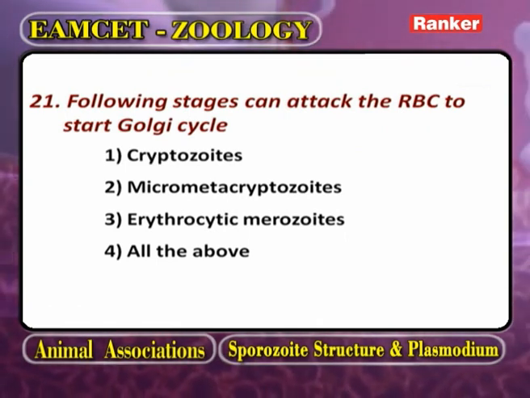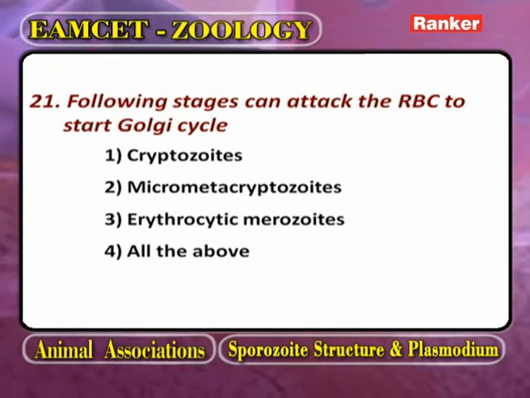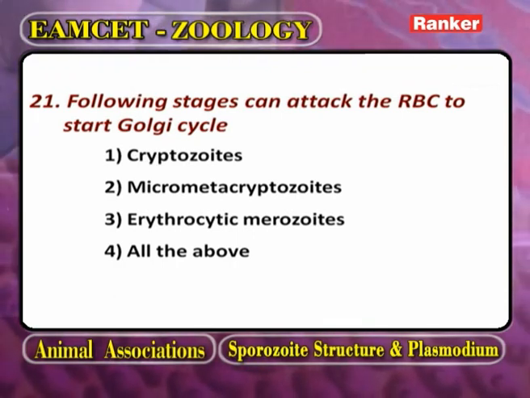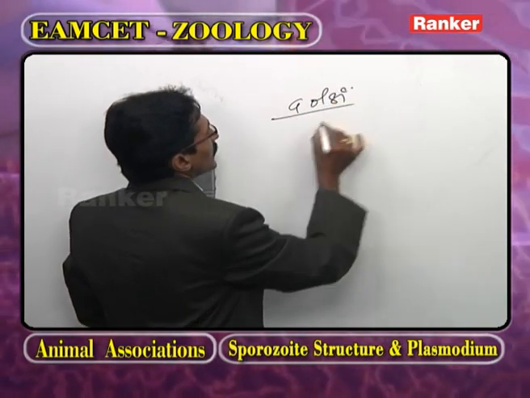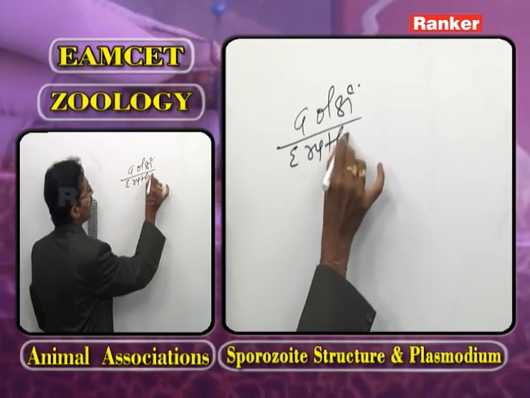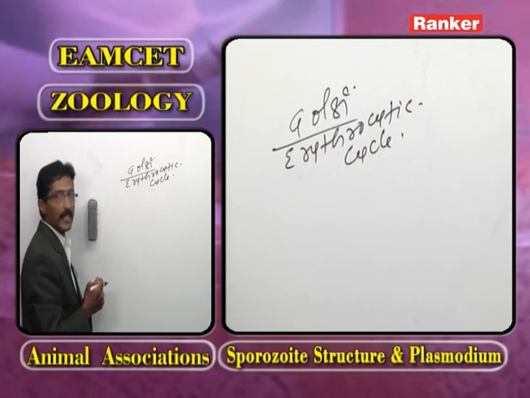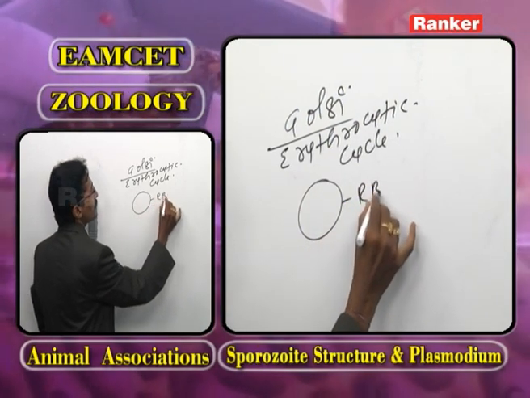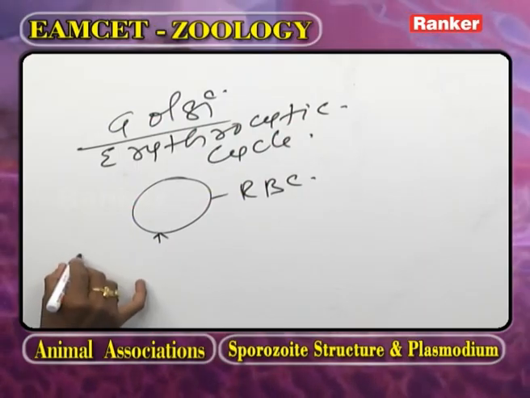The following stages can attack RBC to start the Golgi cycle. Again, the question is repeating. What are the stages going to attack RBC to start the Golgi cycle? Now, the Golgi cycle is also called the erythrocytic cycle. In the Golgi cycle, we have to take the RBC. What are the infective stages to RBC in the Golgi cycle?